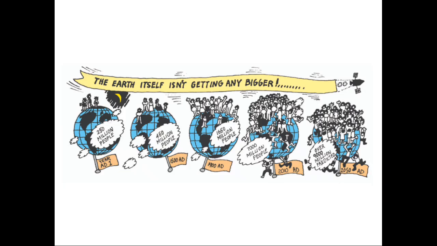But if you see that the earth itself isn't getting any bigger, what does it mean? If you see, from the first one, year 81, there were only 250 million people back then, and then if we go back 10 years ago, which is 2010, what happened? We have 7 billion people already.